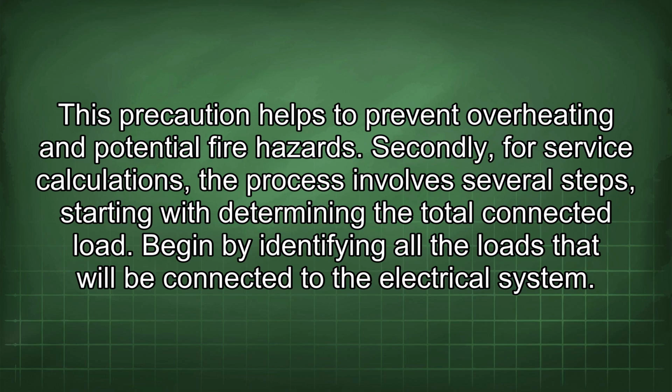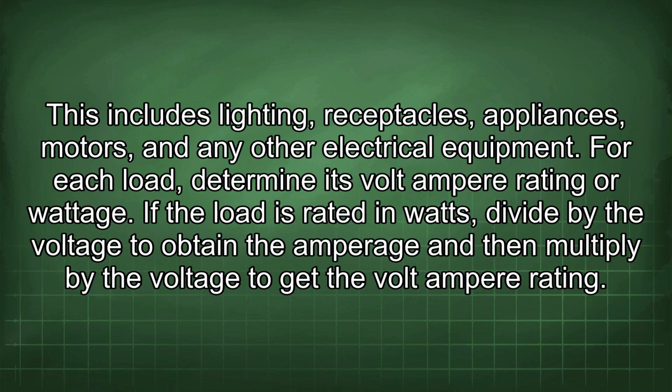Secondly, for service calculations, the process involves several steps, starting with determining the total connected load. Begin by identifying all the loads that will be connected to the electrical system. This includes lighting, receptacles, appliances, motors, and any other electrical equipment. For each load, determine its volt-ampere rating or wattage. If the load is rated in watts, divide by the voltage to obtain the amperage and then multiply by the voltage to get the volt-ampere rating.